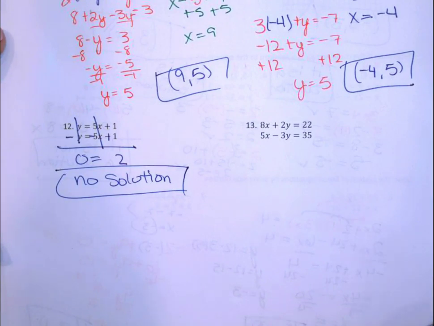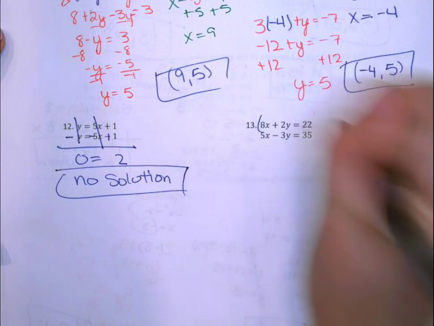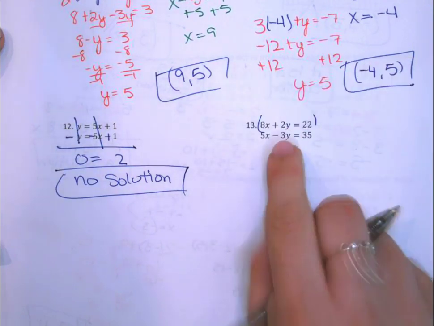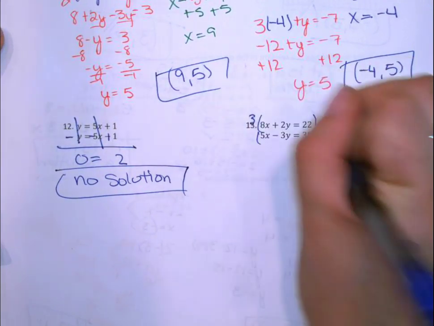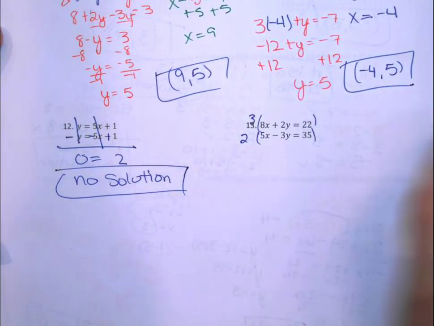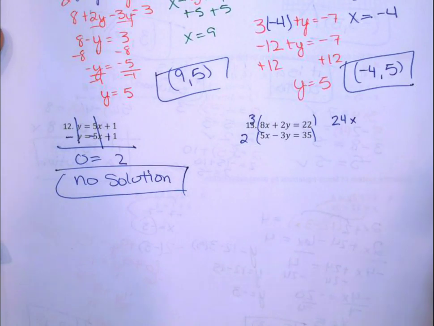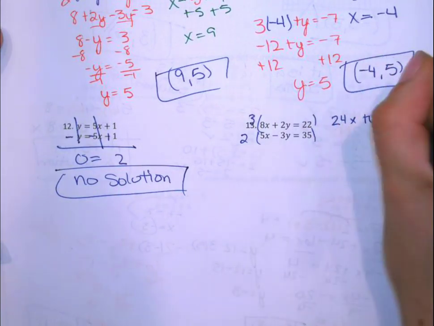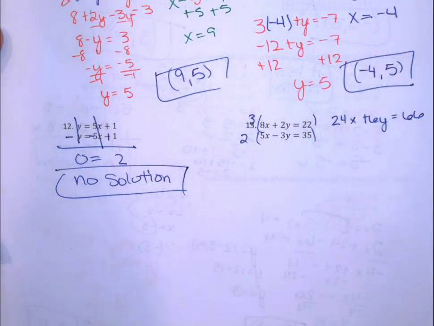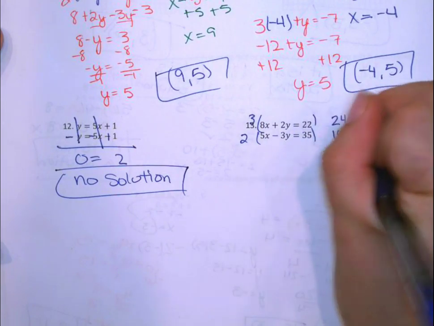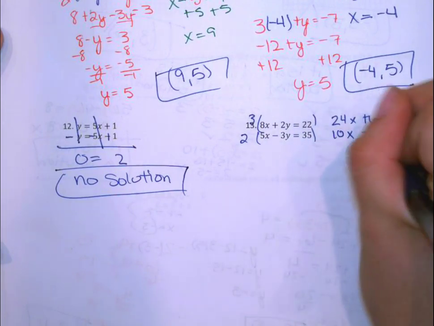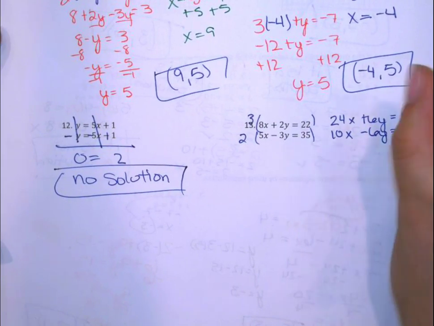Number 13, I'm going to do elimination, and I'm going to work with the y's because they're opposite signs. So the top one I'm going to multiply by 3, and the bottom one I'm going to multiply by 2. On the top equation, I have 3 times 8 to get 24, 3 times 2 to get 6, 3 times 22 to get 66. On the bottom, I have 2 times 5 to get 10, 2 times negative 3 to get negative 6y, 2 times 35 to get 70.